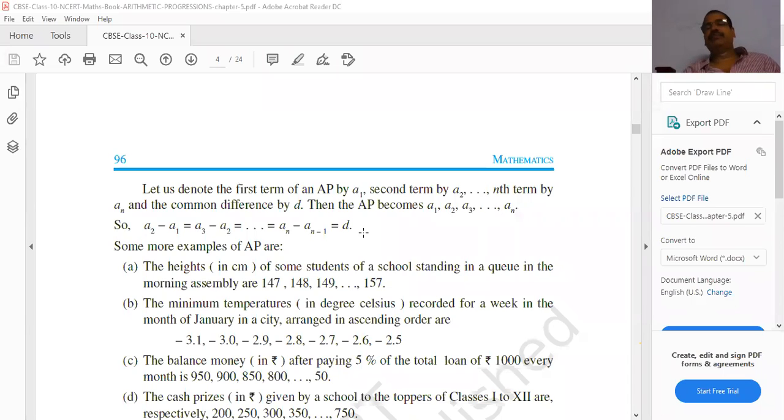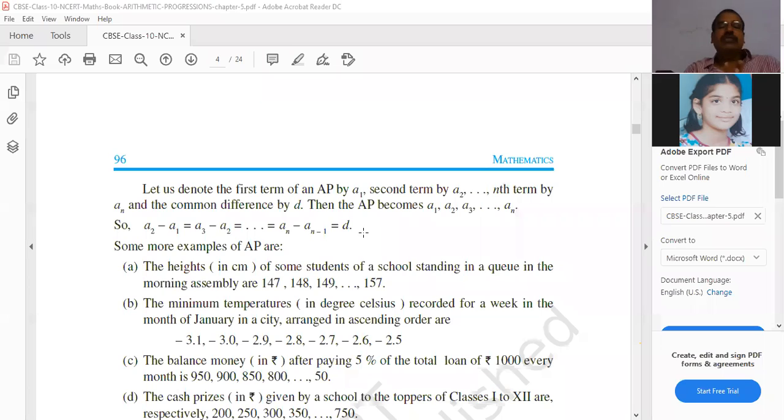Do you understand up to here? Yes, sir. So the first term is a1, the second term is a2, and the nth term is an. Then the common difference d equals a2 minus a1, that equals a3 minus a2, that is equal to an minus an minus 1.